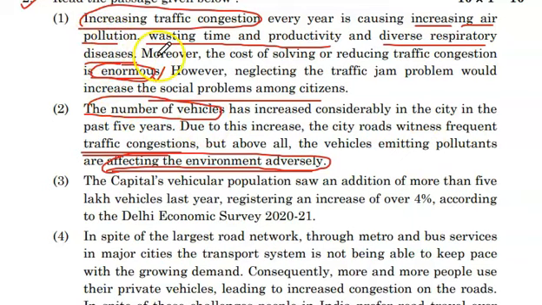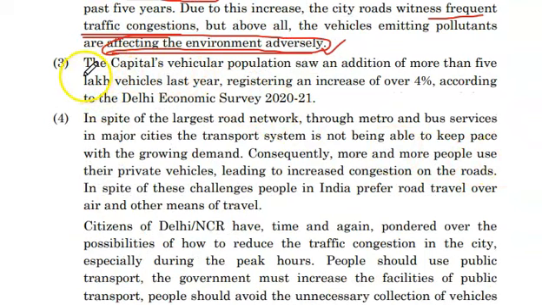So the first paragraph is talking about increasing traffic congestion and the problems that are caused because of this traffic congestion, and the second paragraph is adding two more problems, that is frequent traffic congestions plus it is affecting the environment adversely. So both the first and the second paragraph are talking about the problems that are caused by increasing traffic congestion. Moving on to the third paragraph.